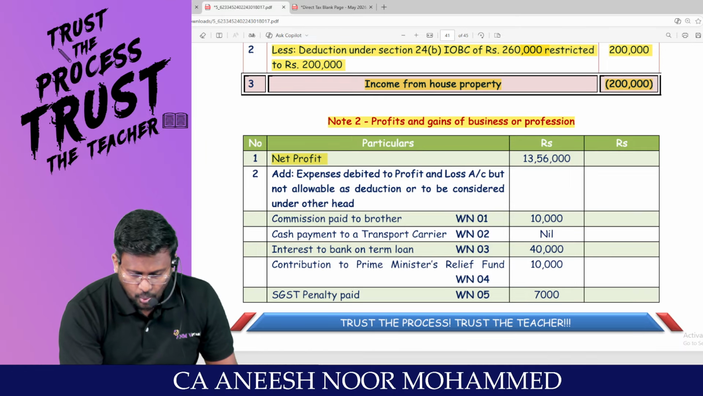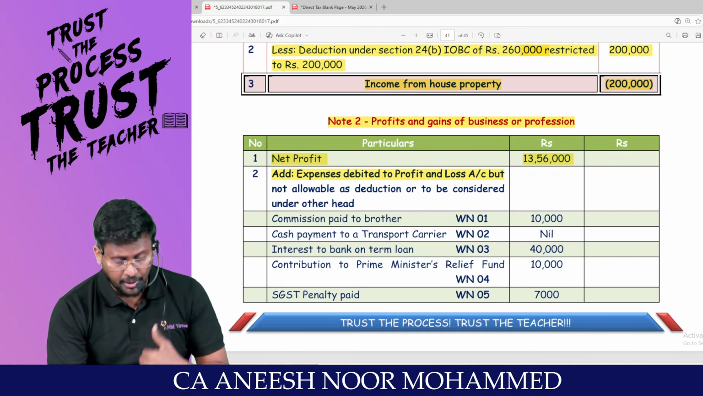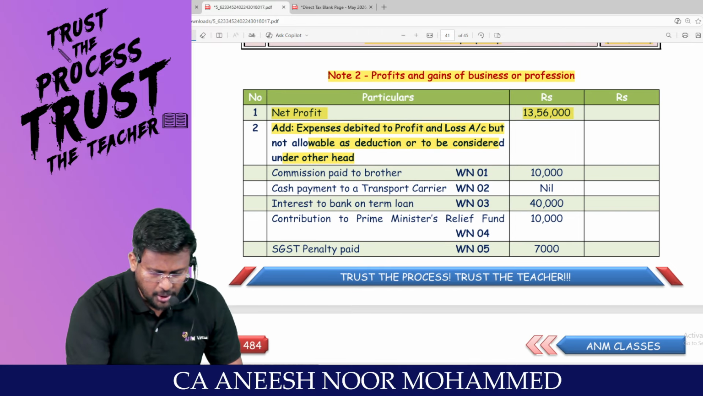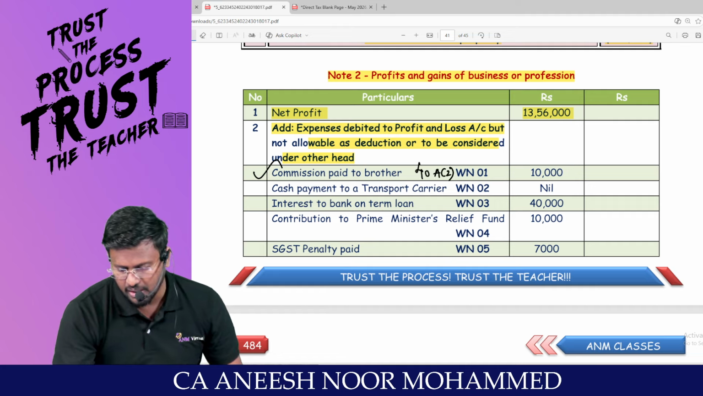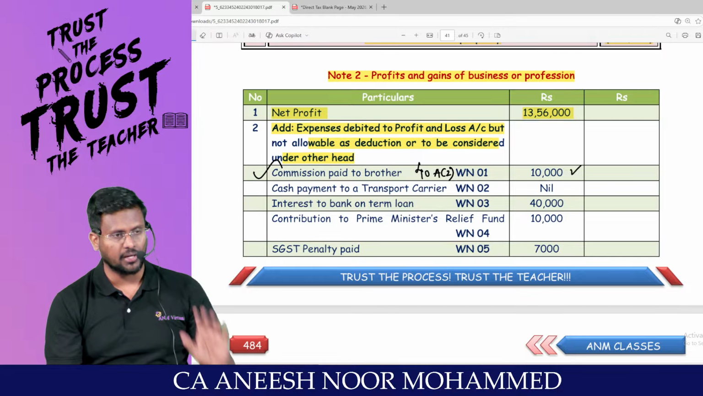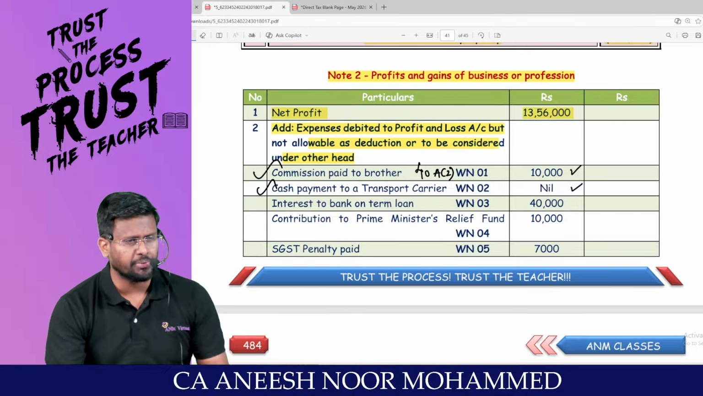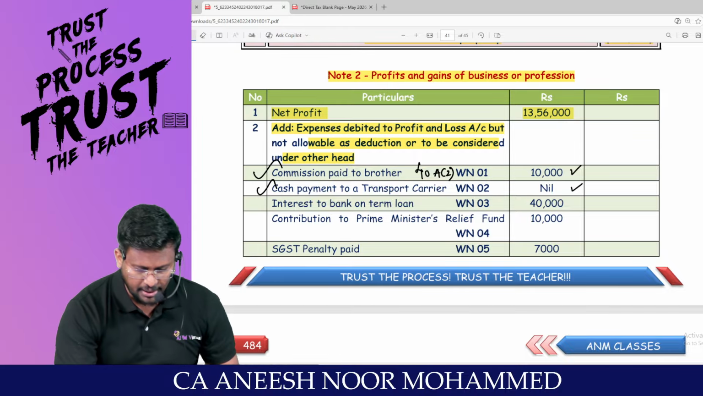PGBP, we have to start with what? Net profit. Add expenses debited to P&L but not allowable as deduction, or to be considered under other heads. Commission paid to brother as per 40A(2), related party transaction. That excess amount should be added back. Am I right? Cash payment to transport carrier, no problem, because in a single day to a GTA, you can pay up to 35,000.